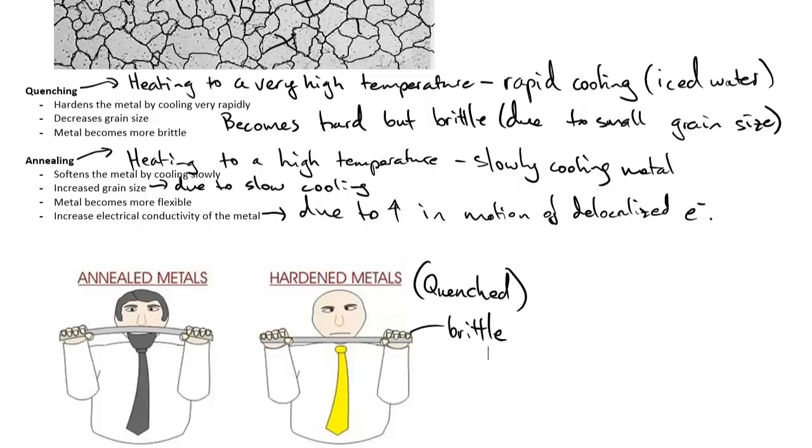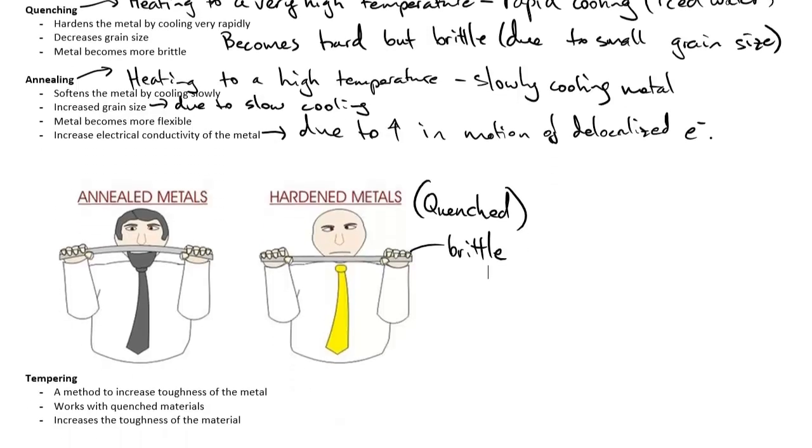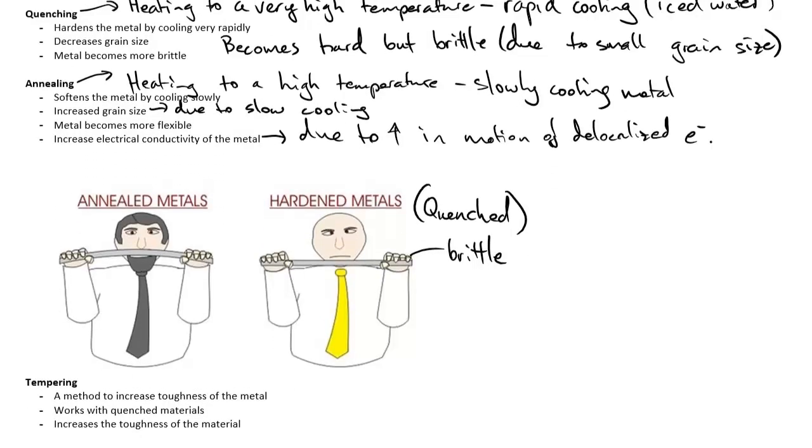Now as I mentioned, a lot of the time we do want to quench materials. We want the materials to be hard. In many structures we want metals to be very hard, but we don't want them to be brittle. So in order to reduce that brittle nature of a metal, what manufacturers have done these days is a process of tempering. Now the tempering, this is the final sort of heat treatment that you need to know.